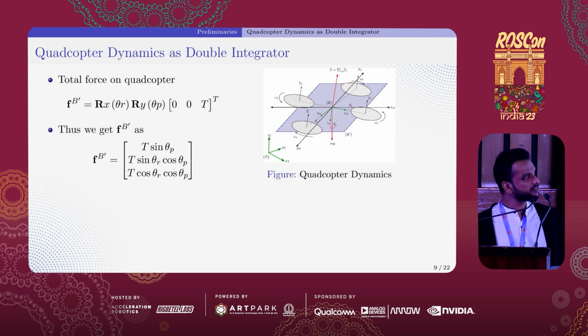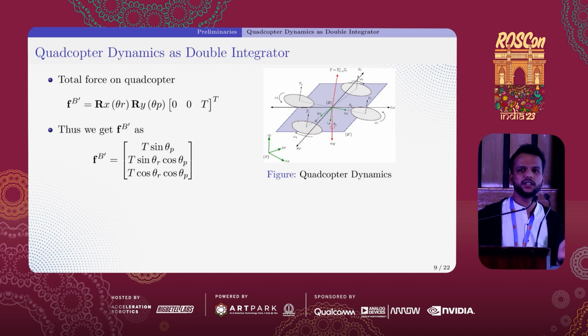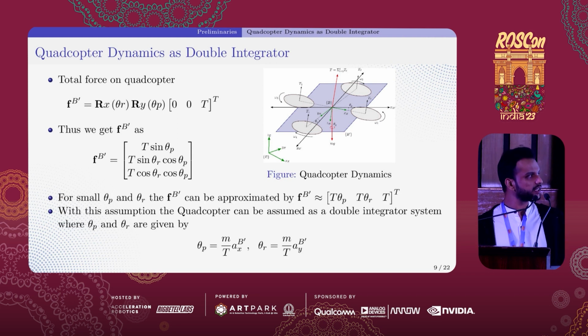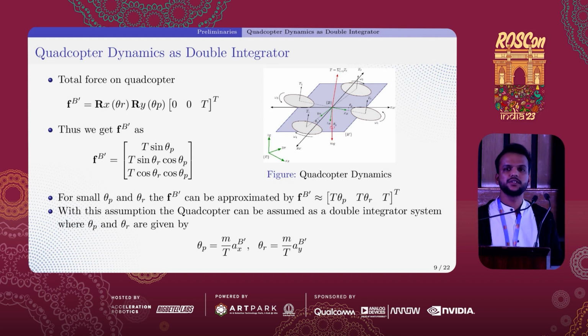From the equation, you can see that it can be modified to get this matrix, and with a very small assumption that the roll and pitch angles will be very small, we can approximate that equation by the following one. And using Newton's second law of motion, we can get the roll and pitch angles directly from the acceleration in the x and y axes. So this was the idea. We have developed a Gazebo plugin which replicates this model of a drone.